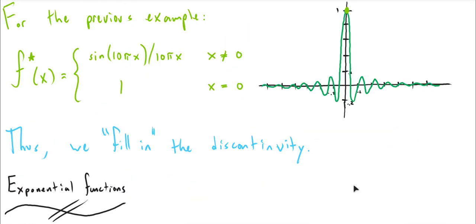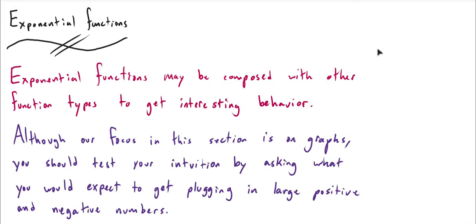All right, let's move on to another species of function. Now let's see what kind of fun we can have with exponential functions. We're going to be interested in seeing what we can do to play with the exponential function by composing it with other function types. See what kind of interesting behavior we can get. And again, we're looking at the graphs in this section, but you should test your intuition here. Ask what would happen if you plugged in big positive or big negative numbers to your exponential values. Could you predict what the graph will tell you? Does it make sense still?